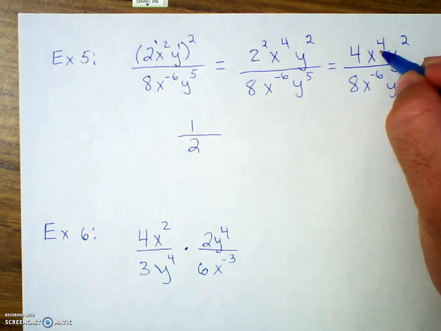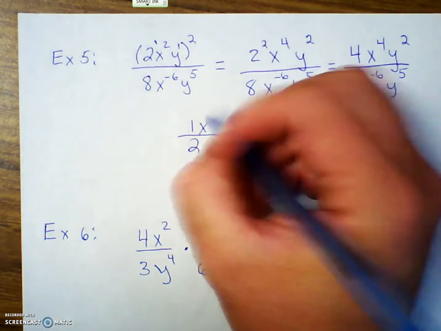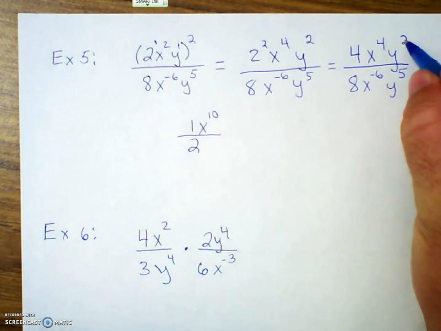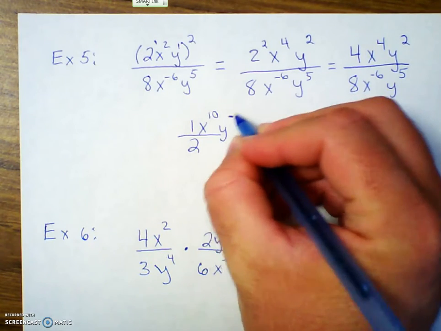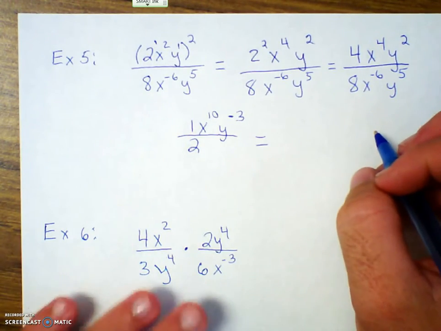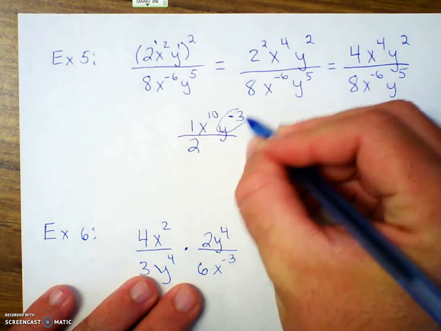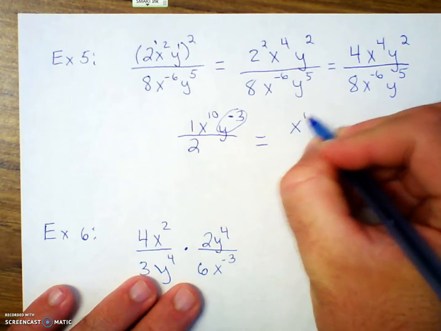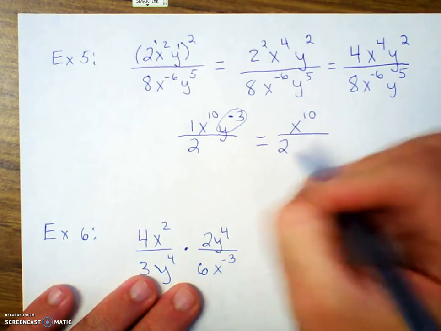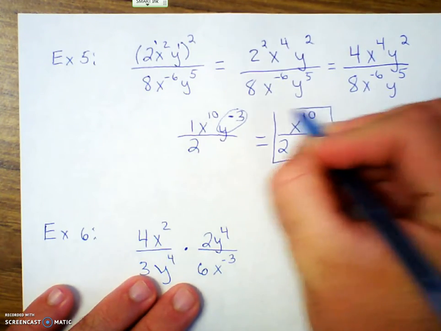And then you subtract your exponents, top minus bottom. 4 minus negative 6 is 10. 2 minus 5 gets you negative 3. Now for my final answer, I want no negative exponents. The only thing that's negative is this y to the negative 3. So the x to the 10th stays on top. The 2 is still on the bottom, and that y to the 3rd goes to the denominator as well and becomes positive.